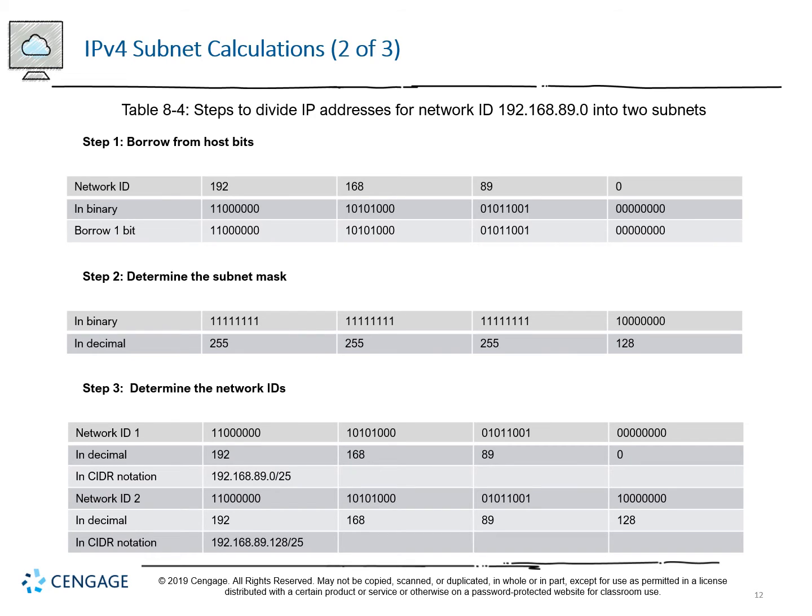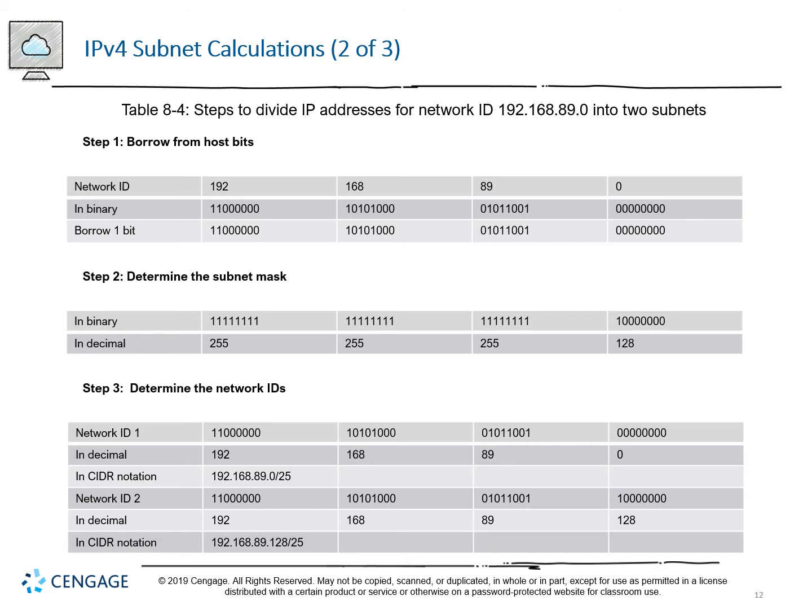So let's go ahead and take a look at an example calculation. In table 8.4, we have the steps to divide IP addresses for network 192.168.89 into two subnets. So here we're going to do our host bit borrow, if you will. We've got our binary representation, 192.168.89.0. Let's go ahead and determine our subnet mask. So we've got 255.255.255.128. We now know that's going to be part of our subnet mask, as opposed to the previous /24 division, which would have been 255.255.255.0, what we call a triple max subnet mask, or a class C subnet mask.